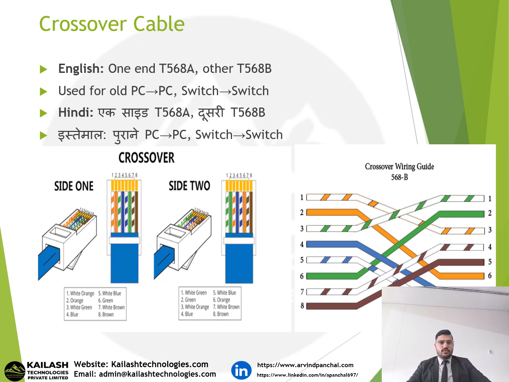So in this crossover, if you see mainly the white orange, orange, white green, blue, white blue, green, white brown and brown, but on the other end you are using a different color code. It means color number 1 will move to color number 3 on the other side, color number 2 moves to color number 6 on the other side. So both ends of the cable will be different.